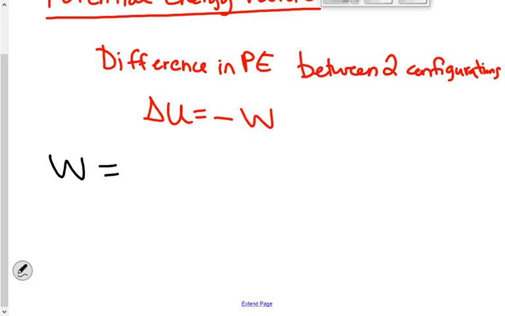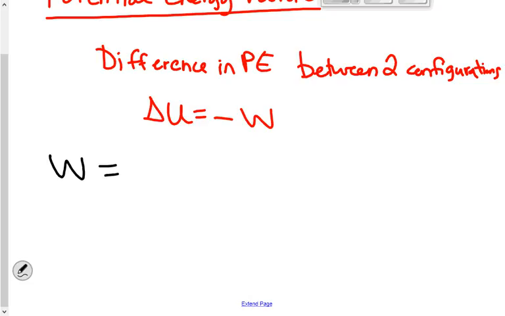Well, we can't use F dot D. Okay, back up. I don't want to use F dot D because it only works if F is a constant force. I want to get a more general formula.